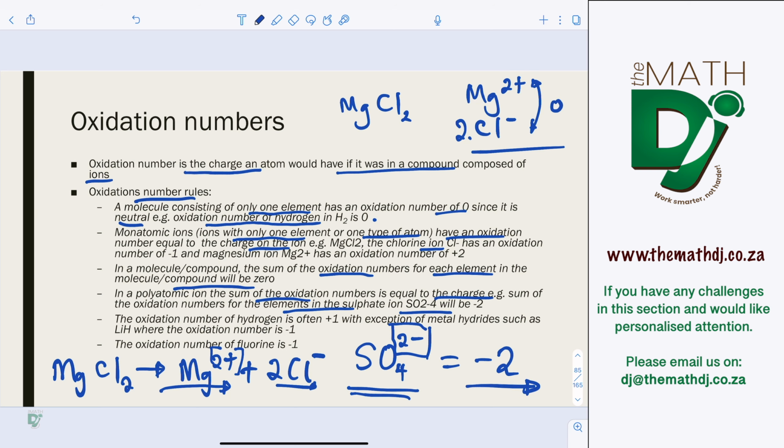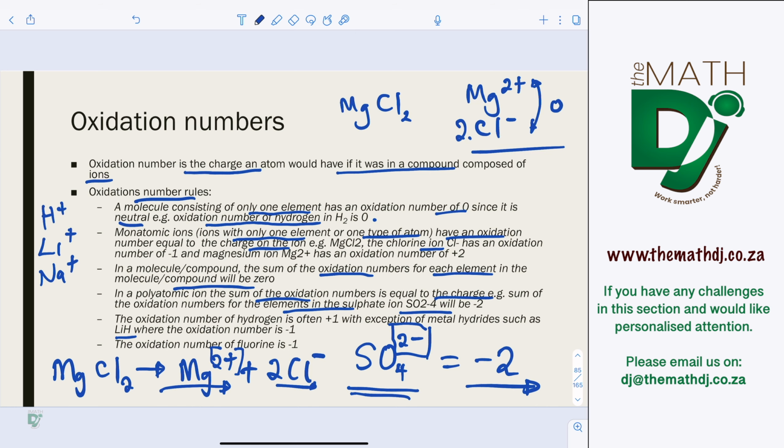The oxidation number of hydrogen is +1, with the exception of metal hydrides such as lithium hydride. Normally, when you view the periodic table, hydrogen is in group 1. So all the elements in group 1 usually have a charge of +1. You see? Charge of +1. You can check them, and keep on going down the group. You can see there are many of them.